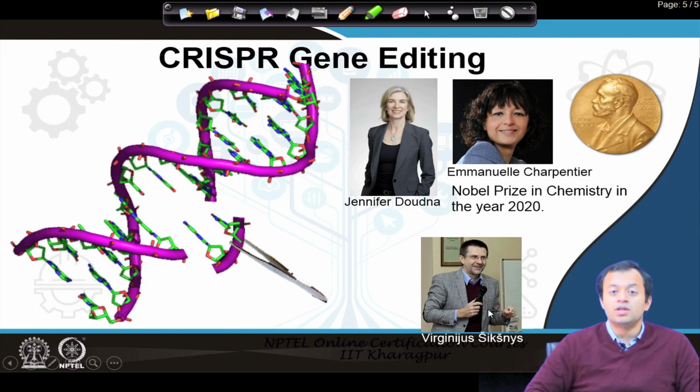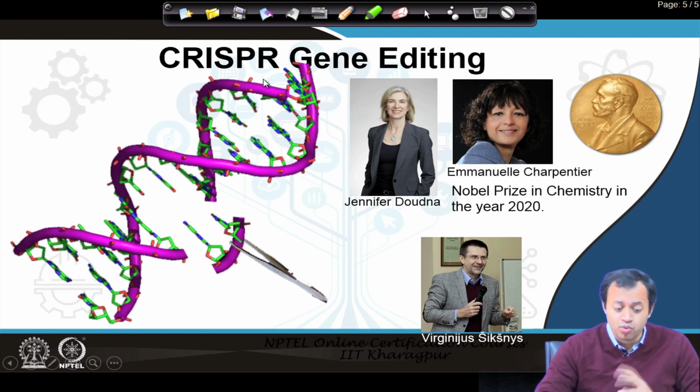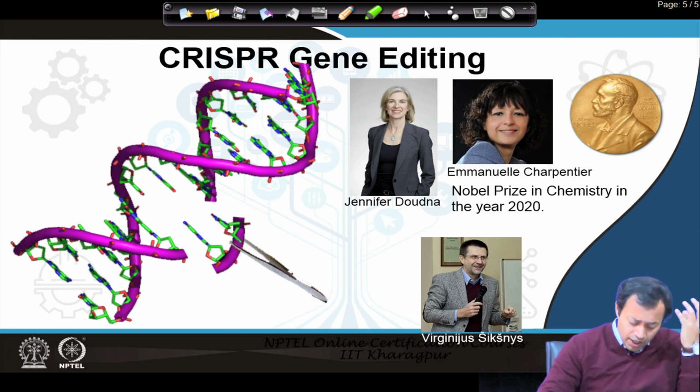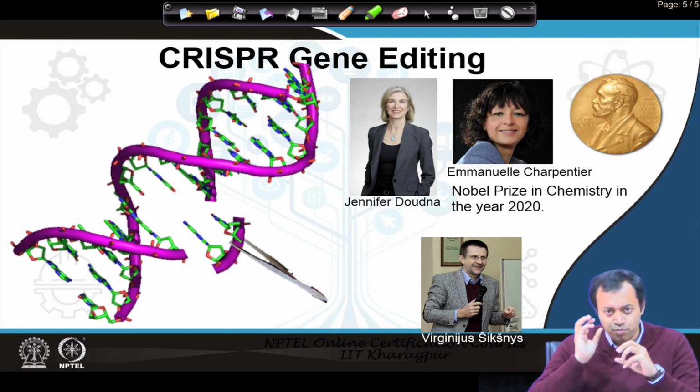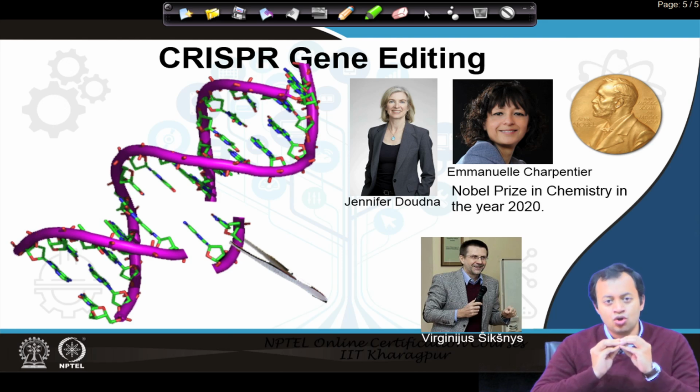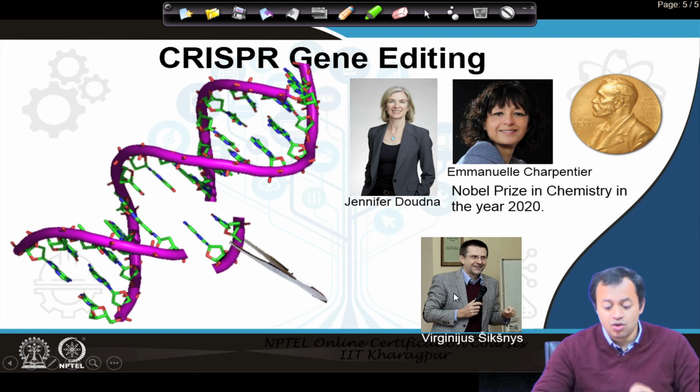Professor Siksnas from Lithuania first came up with this idea and did experimental proof of CRISPR gene editing. Obviously he didn't use it on human beings, but he showed that CRISPR gene editing using a specific protein can be utilized to change the genome of a living being. He wrote this paper and sent it to, I think, Cell Biology. The Cell Biology, without even peer reviewing, simply rejected it.